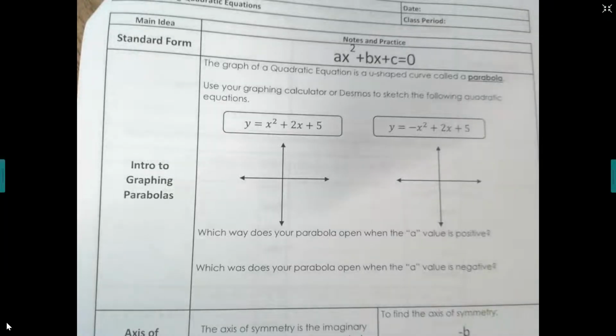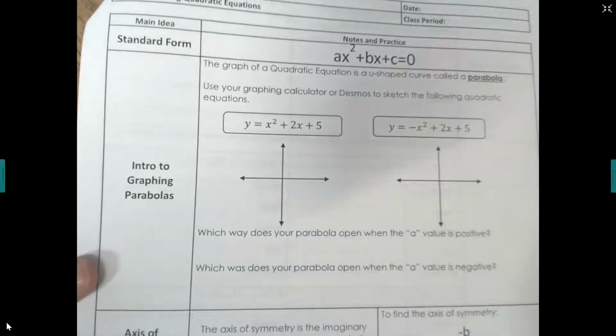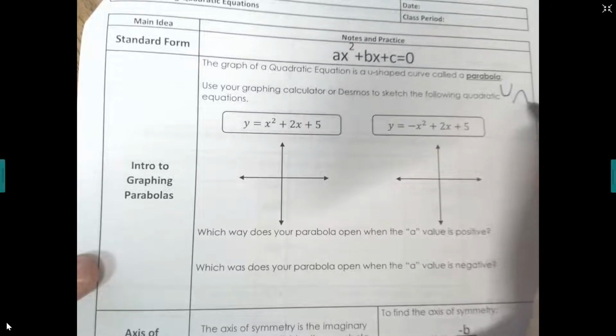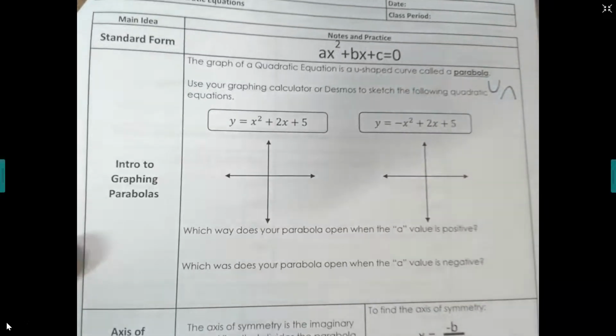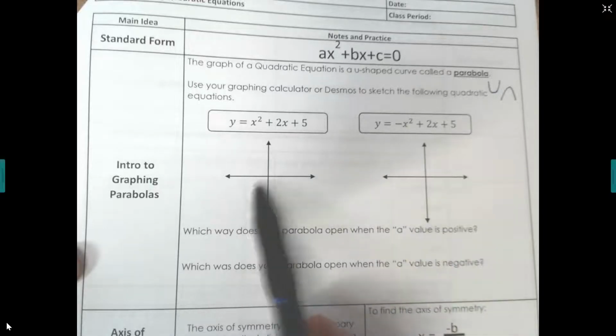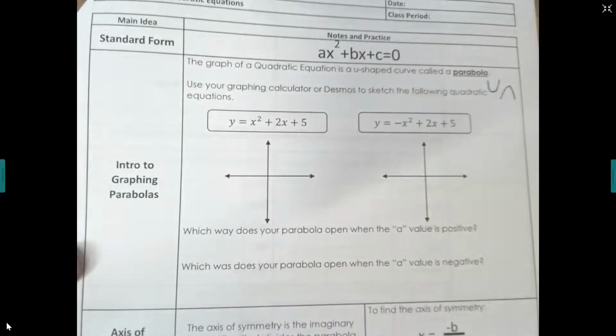to use it. So the graph of a quadratic equation is a U-shaped curve called a parabola. And for Algebra 1, it's either going to open up or it's going to open down like this. So using your graphing calculator if you have one, or go to Desmos, go ahead and put these equations in and sketch them on here in the approximate location and answer these two questions and come back once you've done that.